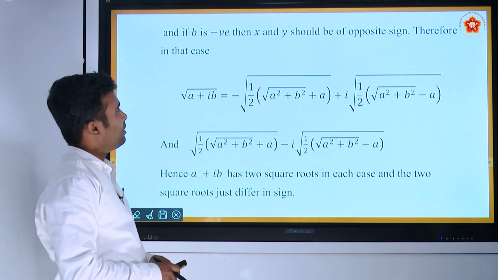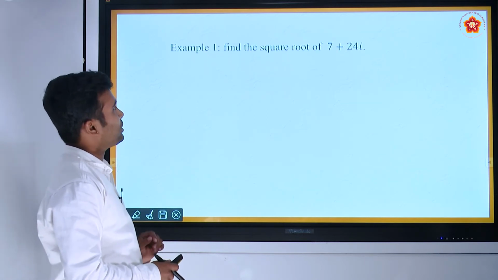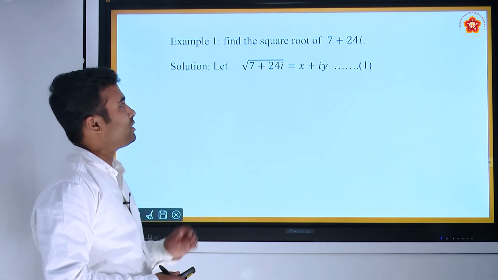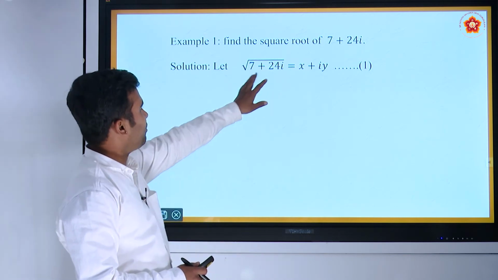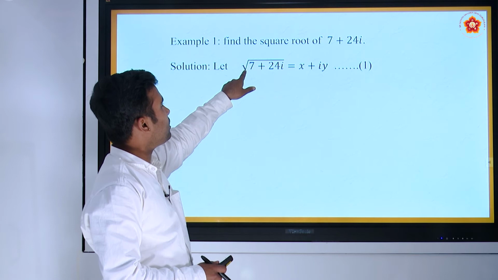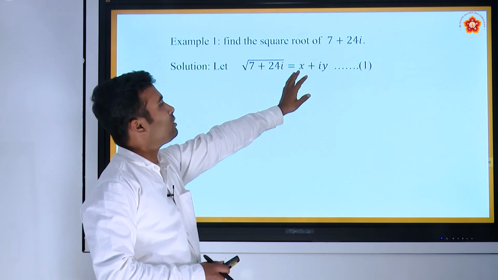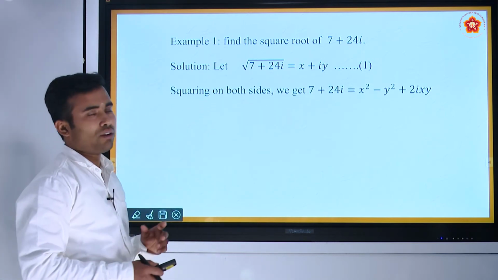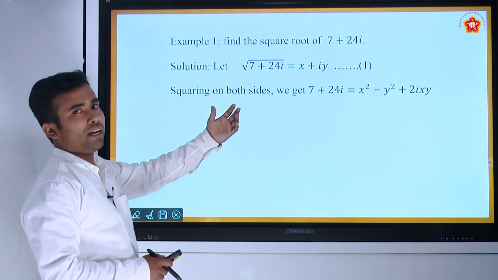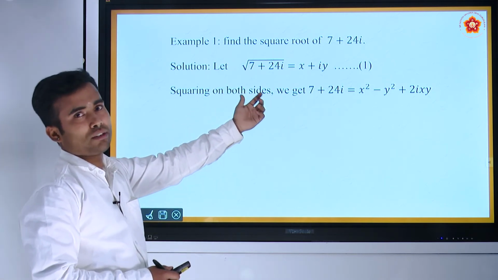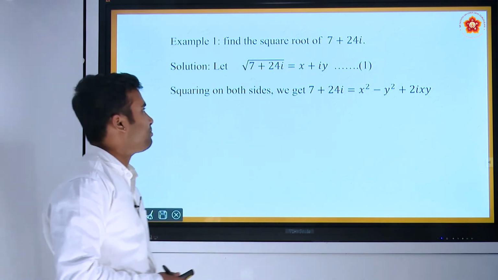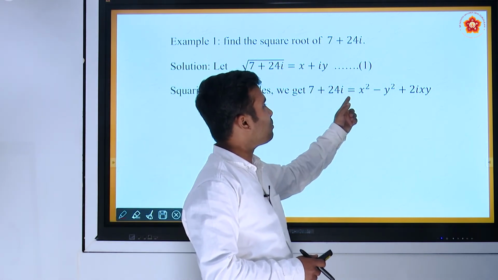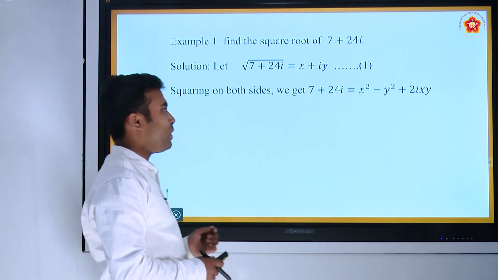Understand? Let us solve one example, then you will get a clear picture of finding the square root of a complex number. Here I have a complex number which is 7 plus 24i, and the square root of 7 plus 24i will be equal to some complex number, say x plus iy. I call it equation 1. Similarly, just as we solved the previous generalized complex number, in the same way we can do this also. So here, if I take squaring on both sides, you will get 7 plus 24i is equal to x square minus y square plus 2ixy.